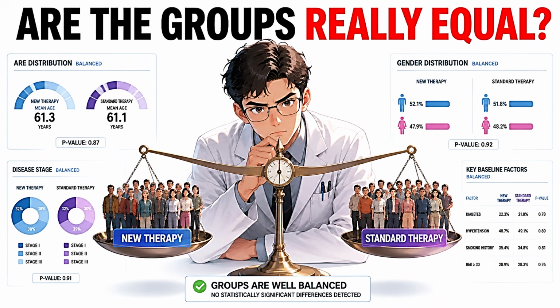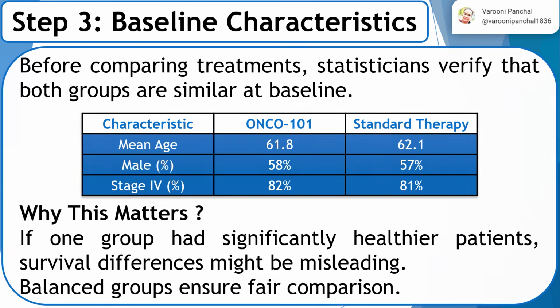Are the groups really equal? Step 3 is baseline characteristics. Now, this is a very important point: statisticians verify whether the two groups, ONCO101 and standard therapy, are similar at baseline. So that is the first thing the statisticians do before comparing the treatments.